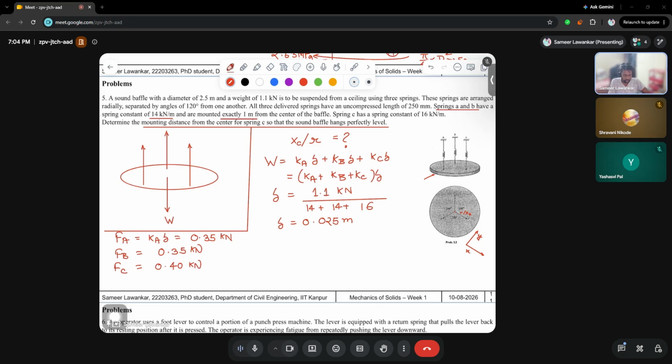Now the question asked is to determine the mounting distance from the center for spring C so that the sound baffle hangs perfectly level. Now if you calculate the summation of moments along C, assuming the x direction to be along the C direction and the other springs to be 120 degrees or 240 degrees apart from each other, try to calculate the moment from this point. The moment exerted by spring C is at a distance of R, or the mounting distance XC, which we need to calculate, correct?